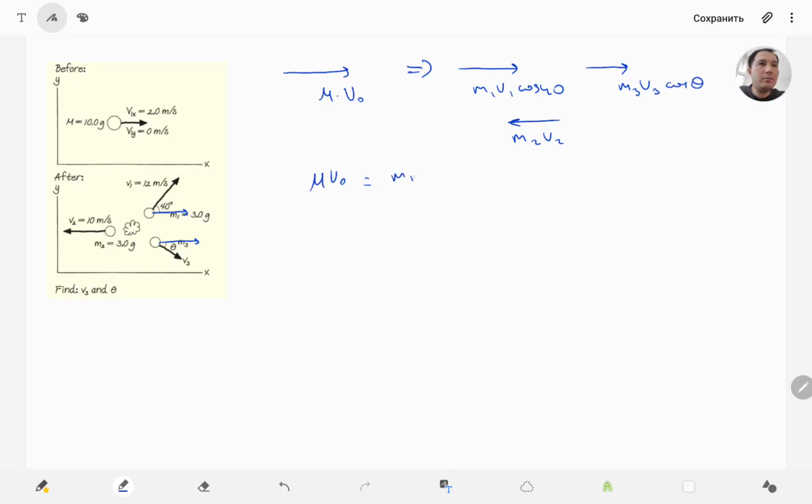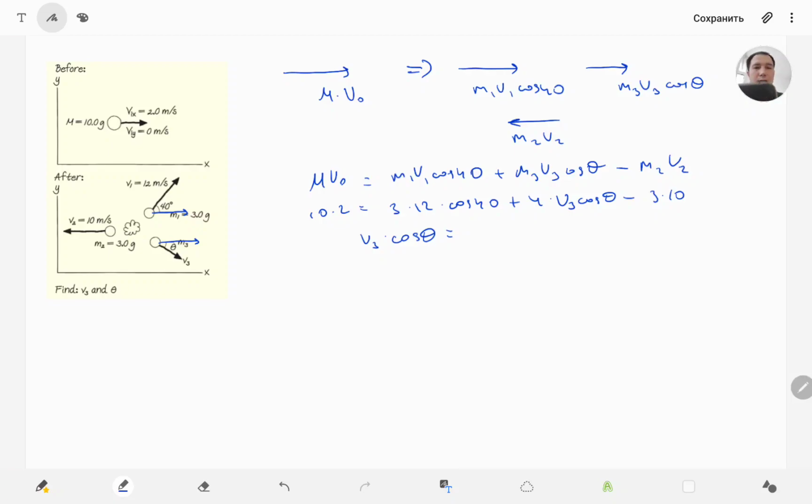m v0 initial, final m1 v1 cosine 40 plus m3 v3 cosine theta, minus because of direction, again to the left. Yes. So total mass 10, initial velocity 2, m1 is 3, 12 cosine 40, m3 is 4 gram, velocity unknown, angle unknown, m2 is 3, velocity 10. So from here we can find v3 times cosine theta. After simple calculations, 20 plus 30 minus 3 times 12 times cosine 40, divided by 4. So v3 times cosine theta equals 5.6.